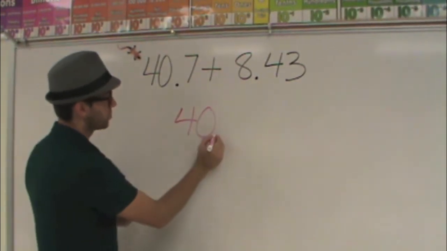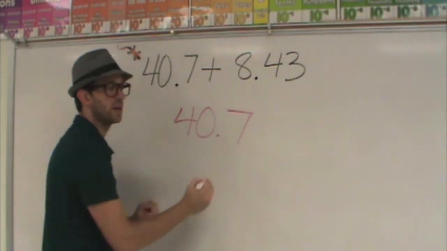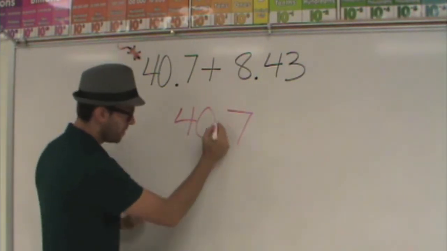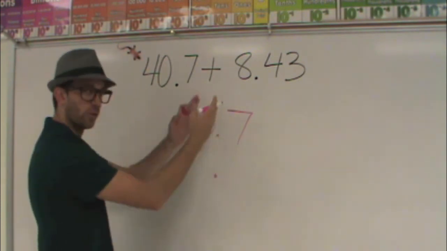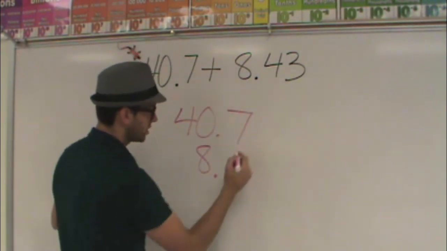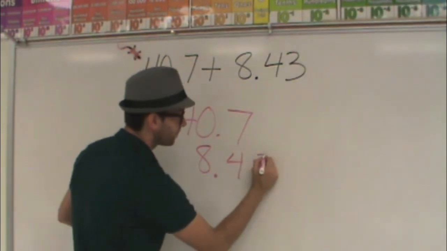If we're going to work with this problem, start with your 40.7 and then identify where the decimal is in the next problem. Make sure those decimals line up vertically. Then your ones values will line up, your tenths, and your hundredths.